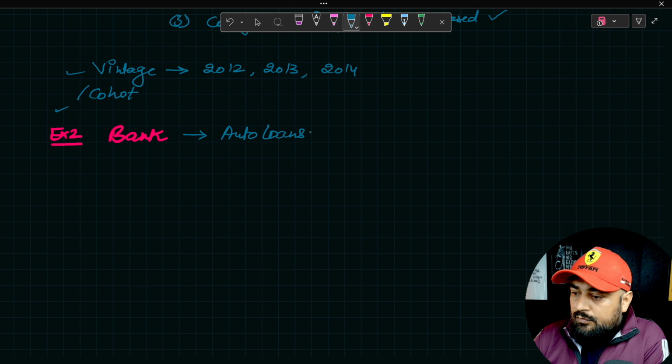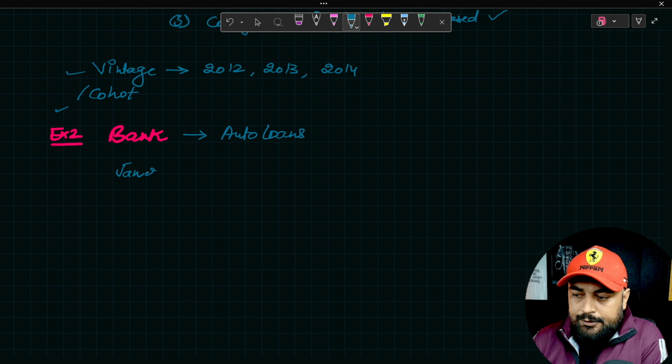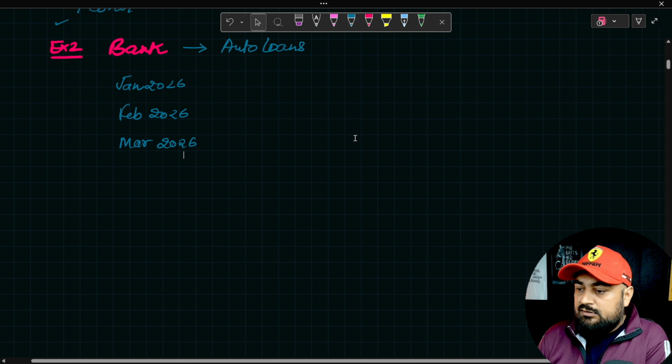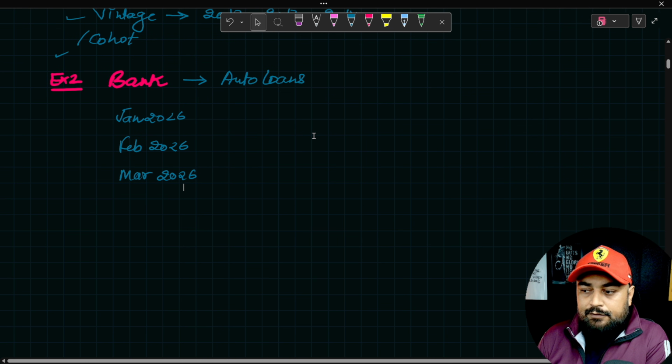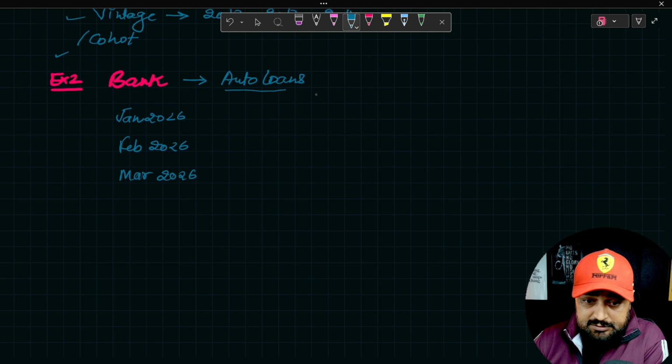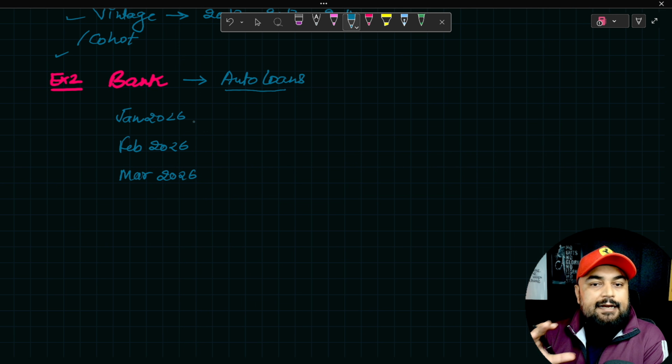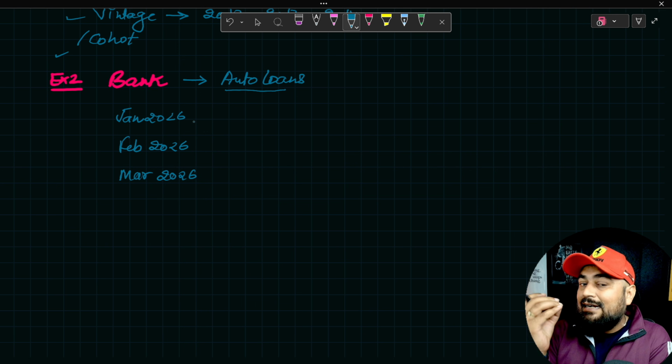Okay. Now they have 3 months of data. For example, I say they have January 2026, they have February 2026, then they have March 2026. So this is 3-month data in the bank. They are giving loans, auto loans specifically to be precise. Now for each of these months, I will try to make some bucketing, DPD. I will try to catch the day past due.